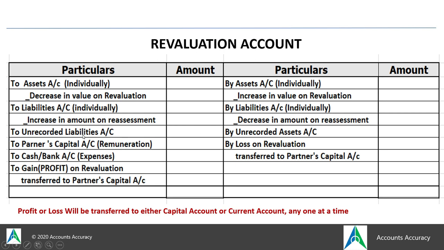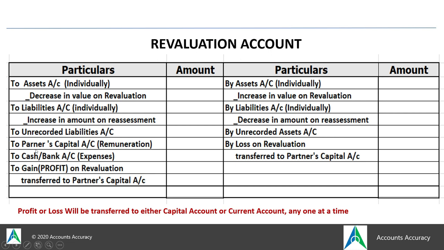In the balance sheet, you know that liabilities are written at the debit side. So if any unrecorded liabilities are discovered, then they are debited in the revaluation account too. And in the balance sheet, as you write assets at the credit side, if any unrecorded asset is found, we credit it in the revaluation account.